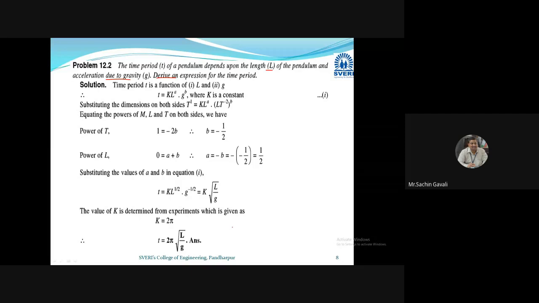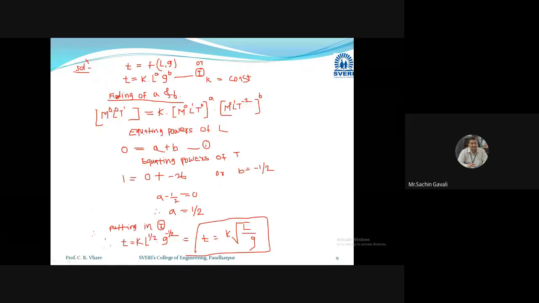T is equal to K into square root of L by G. The value of K is determined from the experiment which is given. Our purpose is only to solve up to this. If we experiment, we can find out K is equal to 2 pi. Therefore, T is equal to 2 pi square root of L upon G. If experimentation is to be done, we have to find the value of K. Everybody understand this? T is equal to K into square root of L by G.